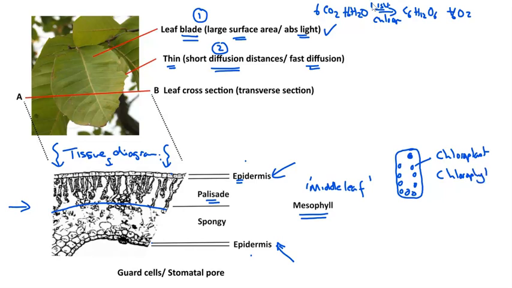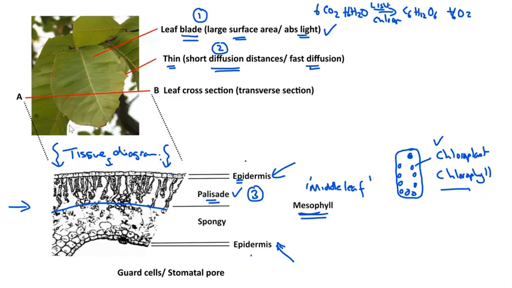So let's look at how that's an adaptation. Because the leaf is thin, and because the Palisade is at the upper limits of the leaf, light is quickly absorbed by the Palisade mesophyll tissue, quickly absorbed by the chloroplasts and the chlorophyll. So it's close to the incoming light. So that's our third feature.